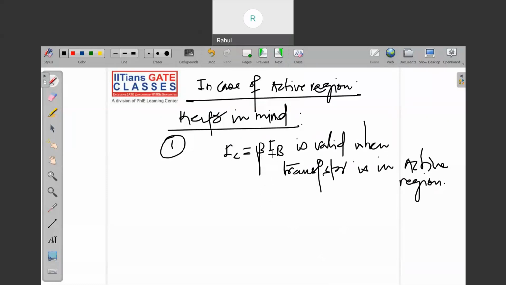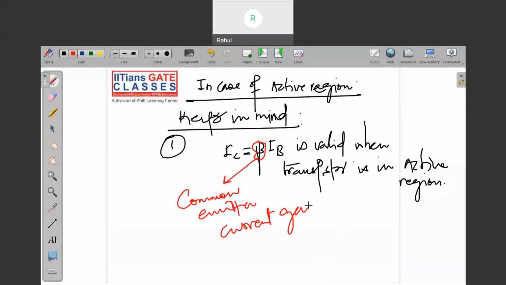And what is beta here? Beta is IC by IB. So what is the name of beta? Then what we can say? This is the common emitter current gain.